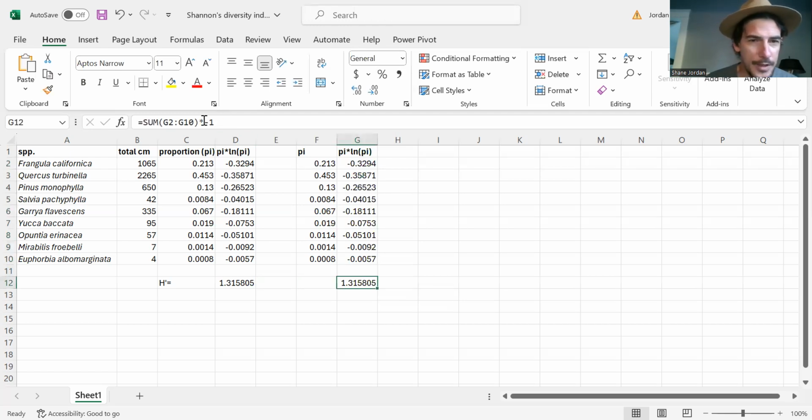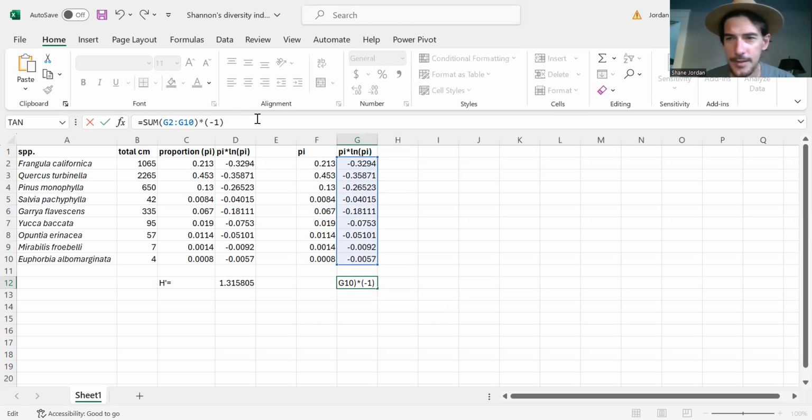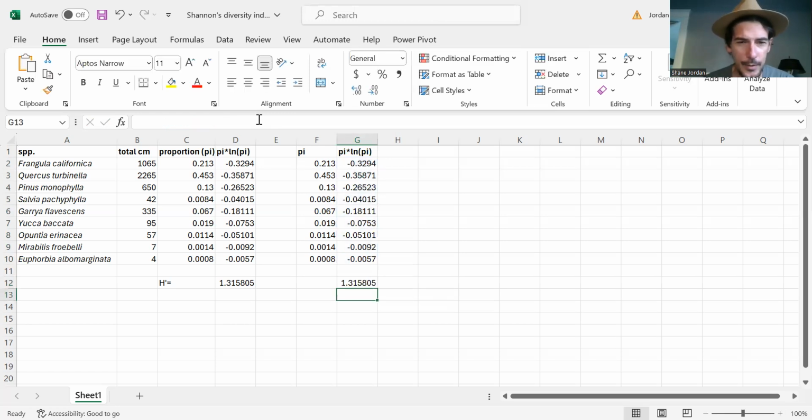It'd be wise to put -1 in parentheses. I don't think we have to, but for sake of tidy data, we can put it in parentheses. And there we have Shannon's diversity index calculated for us, which is in this case equal to about 1.32.